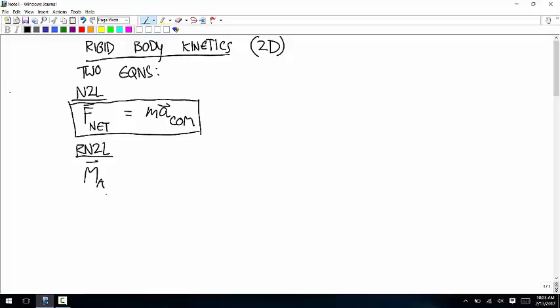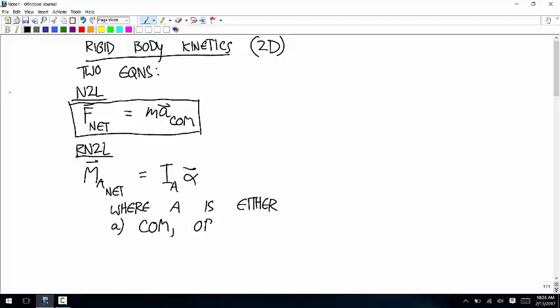the net moment about a point A is equal to the moment of inertia about A times the angular acceleration, where A is either the body's center of mass or a point that's fixed in the body and the coordinate system.